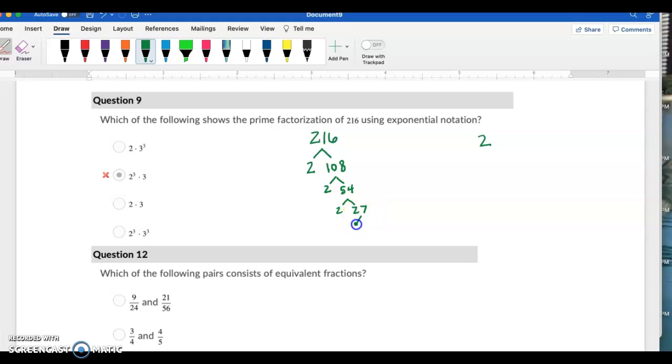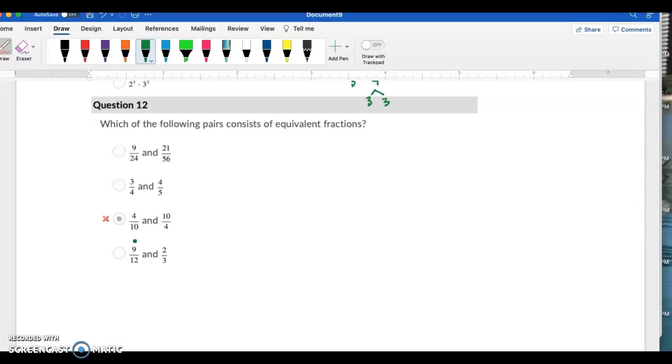So let's try 3. Is 27 divisible by 3? Yes, that goes in 9 there, and then 3 and 3. So if these are all the things being multiplied together, 2 times 2 times 2 times 3 times 3 times 3, what would be the correct answer here? What would be the final answer? So I'll let you take a look at that and let me know.